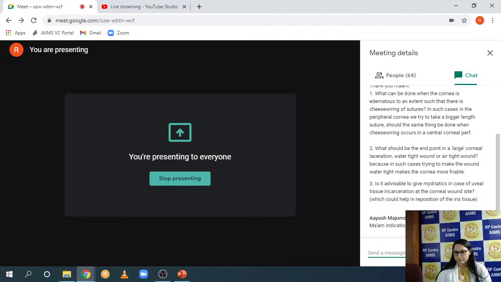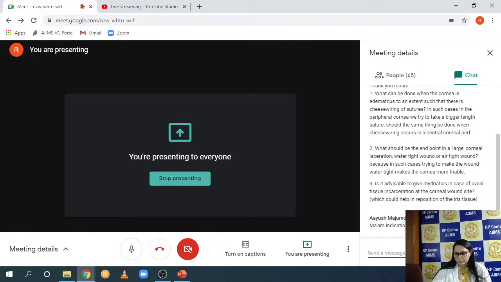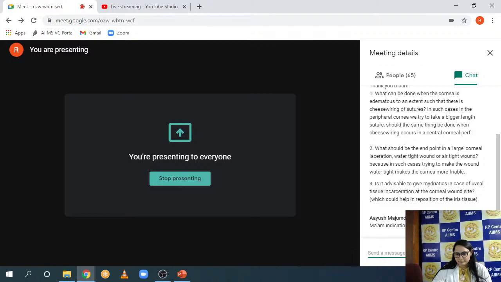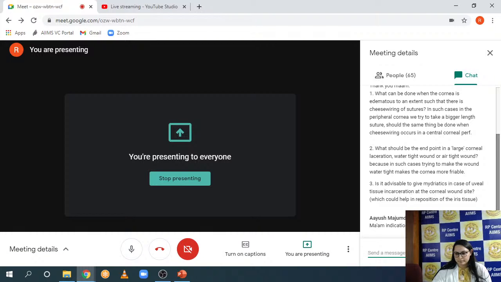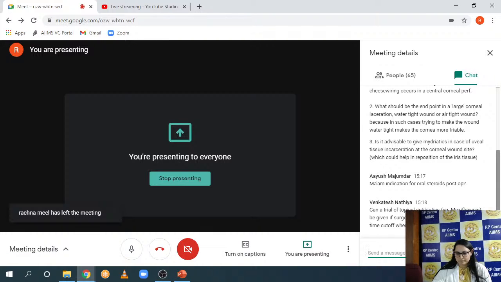Second is, what should be the end point in a large corneal laceration, watertight wound or airtight wound? I think an airtight wound works well enough in these cases. And third, is it advisable to give mydriatics in case of uveal tissue incarceration at the corneal wound site, which could help in deposition of iris tissue? Uveal tissue incarceration should not be there at the end of the repair. Mydriatics we do give in any case, but you have to release the incarcerated uveal tissue during surgery.